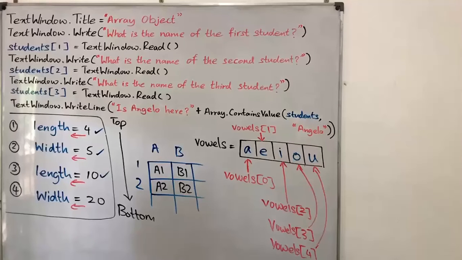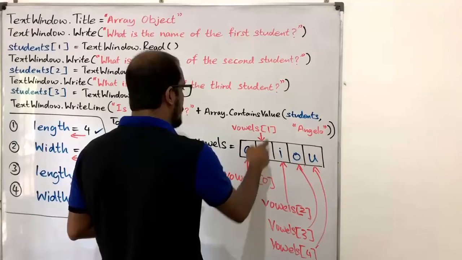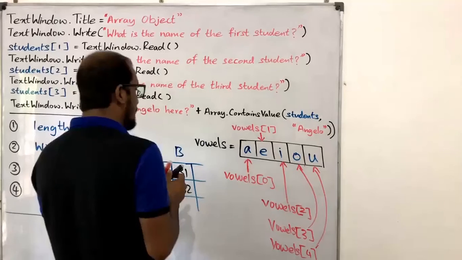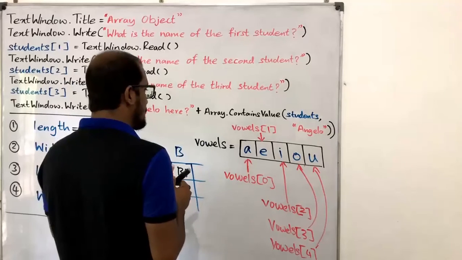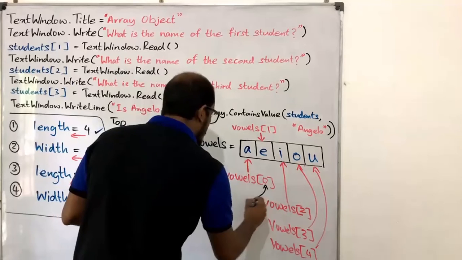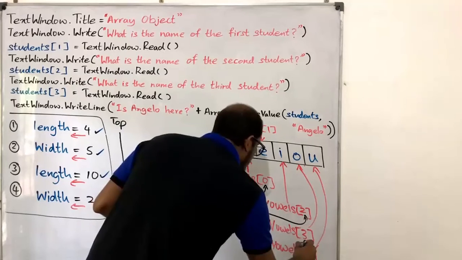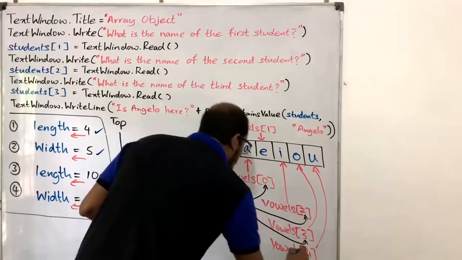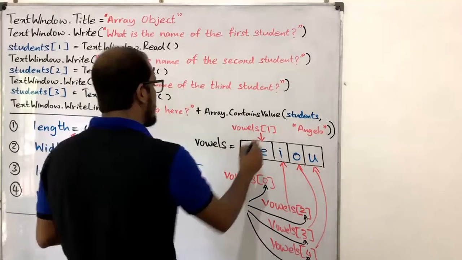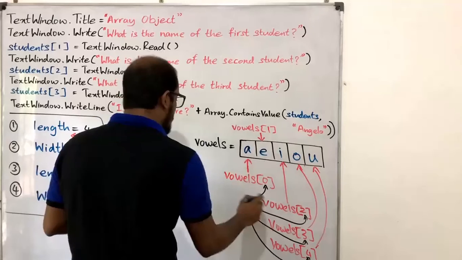So those values, these 0, 1, 2, 3, 4 are called indexes. There is another technical word called indexes. These values, this 0, this 2, this 3, this 4, even this 1 also. I can't draw an arrow to that point. Those are called indexes.